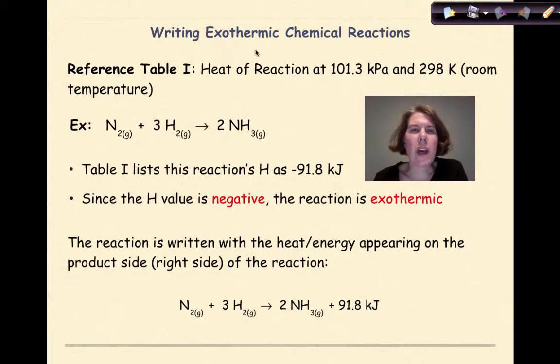So let's talk about writing exothermic chemical reactions. One of the reference tables that you need to be able to look at is reference table I, which is heat of reaction at 101.3 kPa and 298 K, which is roughly room temperature. So let's look at an example that can be found on table I, and that is nitrogen reacting with hydrogen to give you ammonia. Table I lists this reaction's ΔH as negative 91.8 kilojoules. Since the value is negative, the reaction is exothermic.